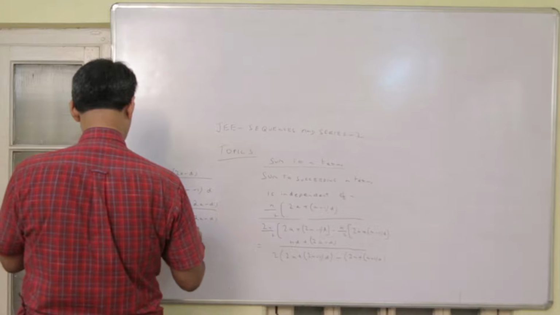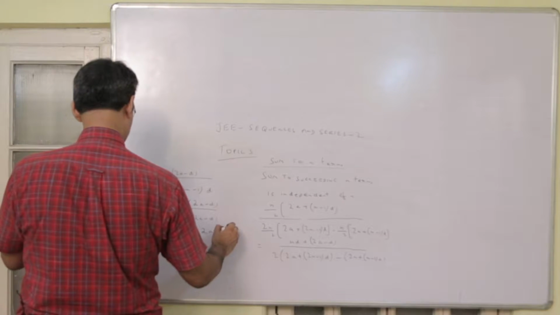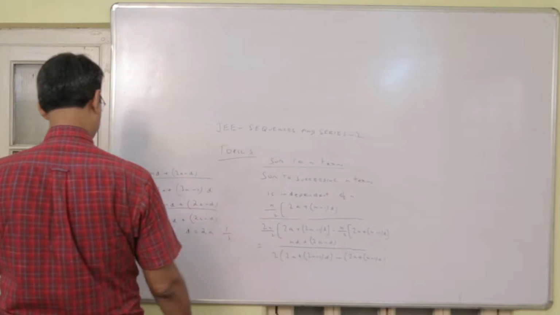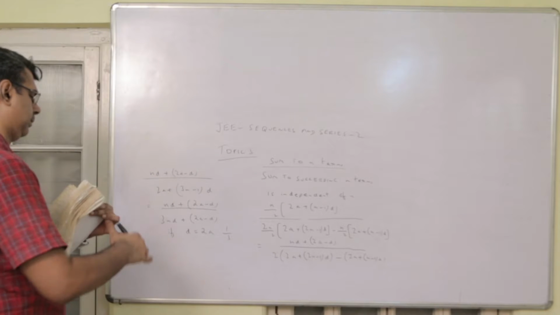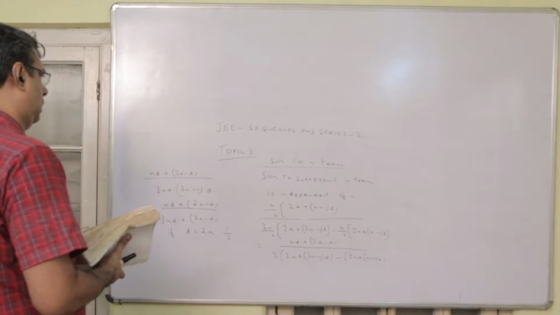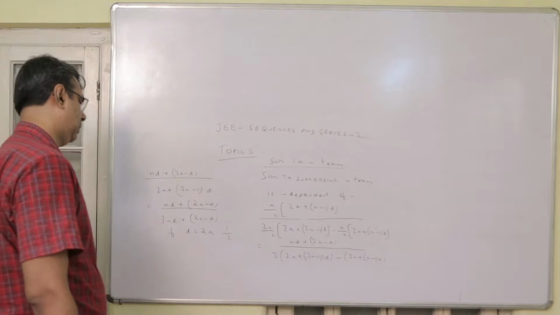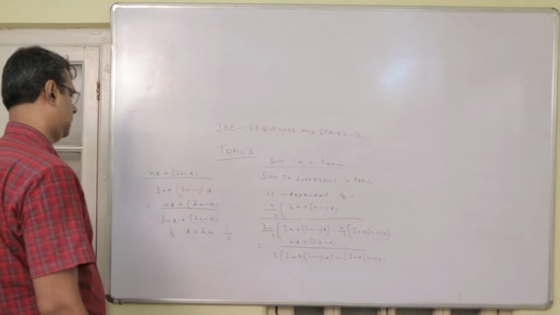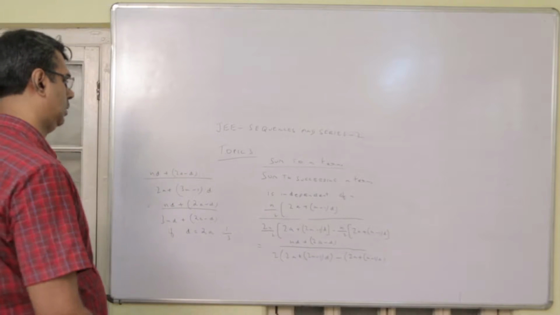So if d is equal to 2a, then this ratio will become 1/3. So that means the requirement is that the series should be such that the common difference is equal to 2a.